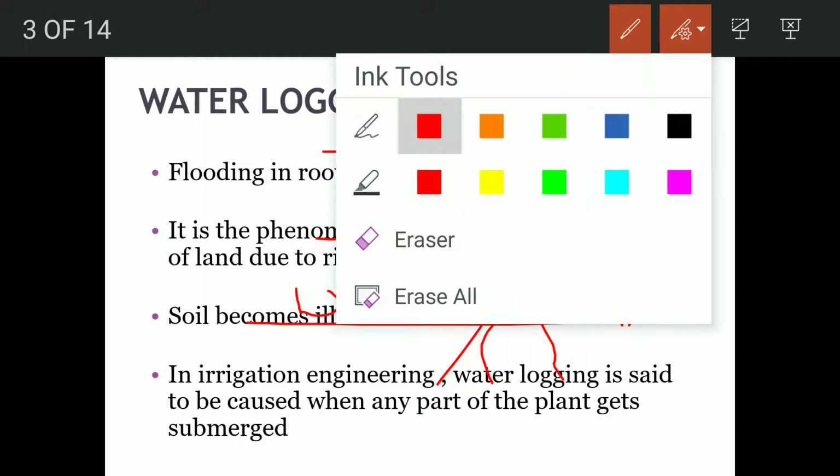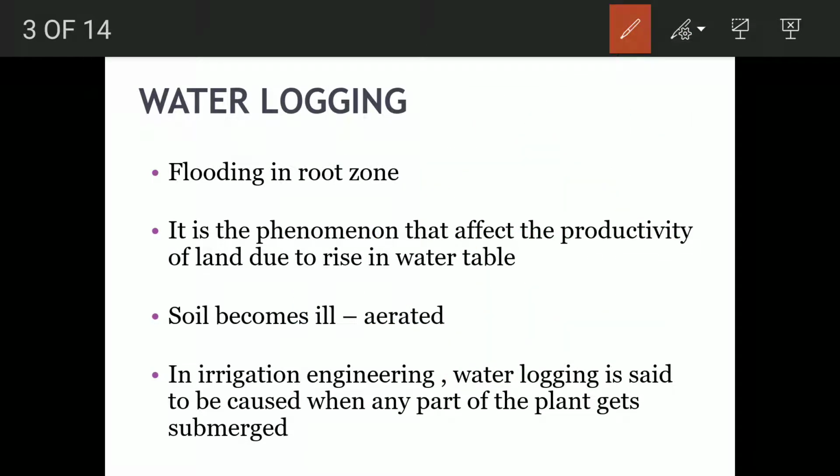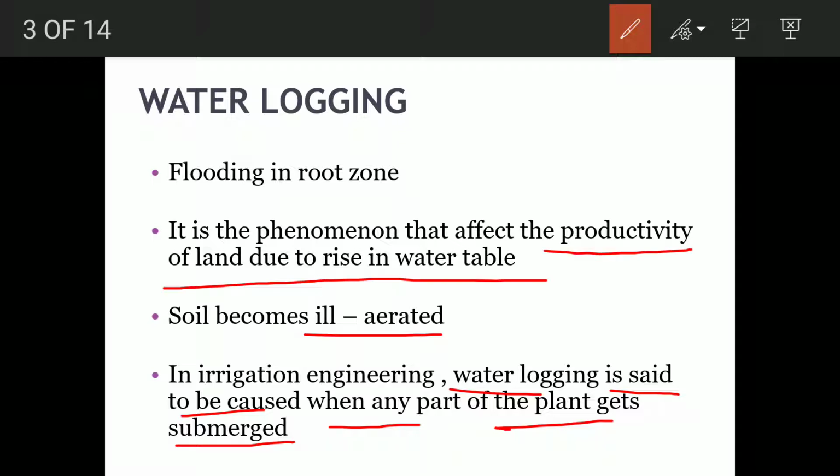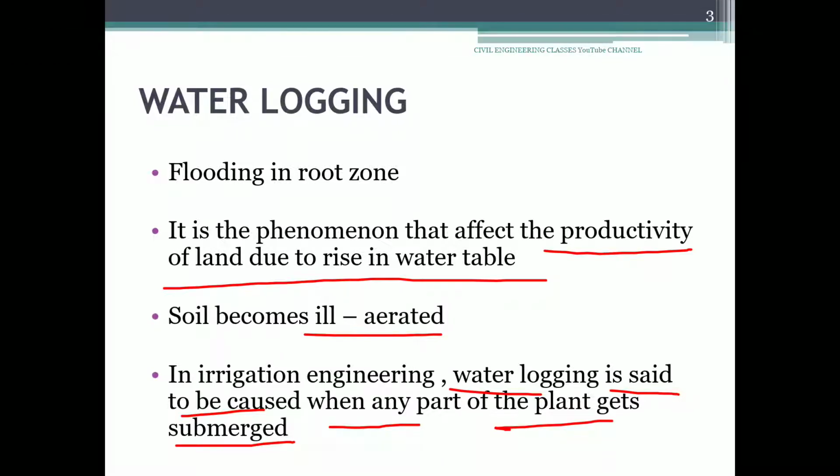So, as a definition, in irrigation engineering, water logging is said to be caused when any part of the plant gets submerged in water. Even if it is the full root, the phenomenon can be called water logging. Due to water logging, the roots cannot take enough air from the surrounding since they are fully covered under water. So the soil becomes ill-irrigated, and this will also affect the productivity of the land due to the rise in the water table. So these are the basic things about water logging.